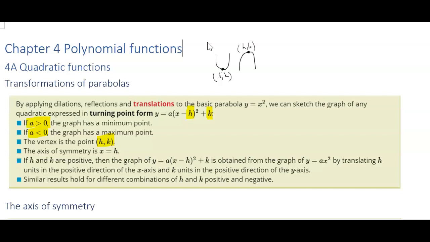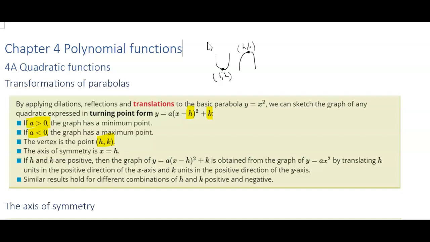Now, if it's not written in turning point form, you can always complete the square to put it into this form. You don't have to complete the square to find the turning point though, so we're going to do a few examples of them as well.